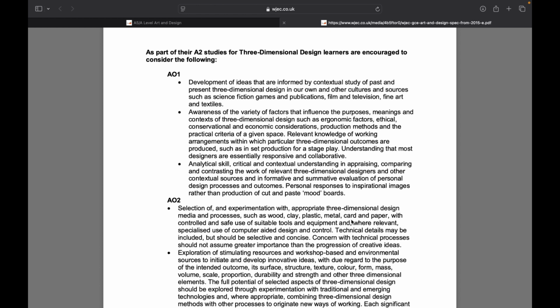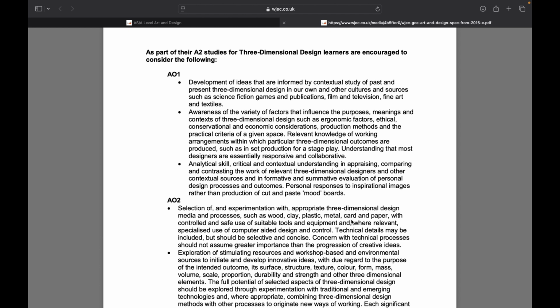So we're going to start off just by looking at AO1, the development of ideas that are informed by contextual study of past and present 3D design in our own and other cultures and sources, and so forth. This is the exact same at AS level. However, we go into more detail regarding architecture at A level, which students seem to enjoy. We have a look at all sorts of different areas of architecture, my favourites being modernism and Baroque, as stated in the last video, because they are very, very conflicting.